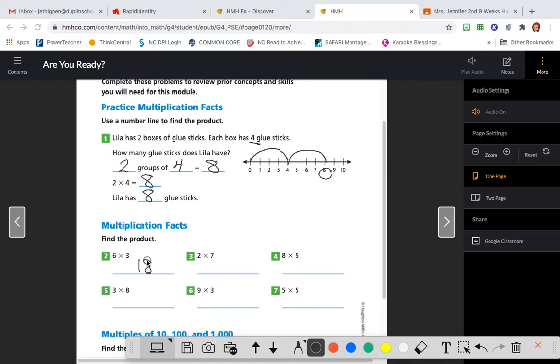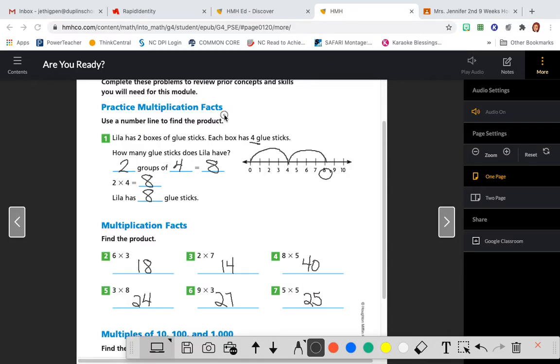2 times 7, 14. 8 times 5. Remember, when we're multiplying by 5s, we're counting by 5s. So 8 times 5 is 40. 3 times 8, 24. 9 times 3, 27. 5 times 5, 25. So knowing your multiplication facts is really going to help you with Module 5 this week.